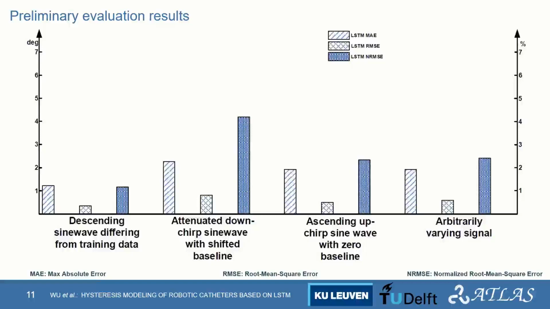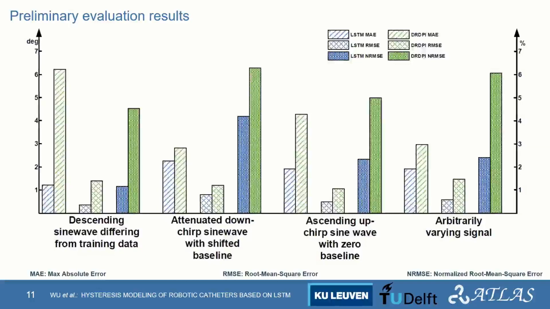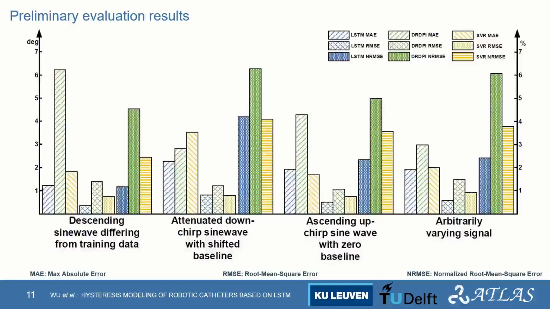In terms of the RMSE, the LSTM is at least 33% better than the DRDPI model. Moreover, except for achieving a comparable performance in the ascending up-chirp sine wave, the LSTM is at least 34% better than the SVR. Overall, the LSTM is able to accurately model the asymmetric, saturated, and rate-dependent hysteresis originating from the entire catheter system with a sub-degree precision, as well as a lead in the performance compared to the DRDPI model and the SVR model.